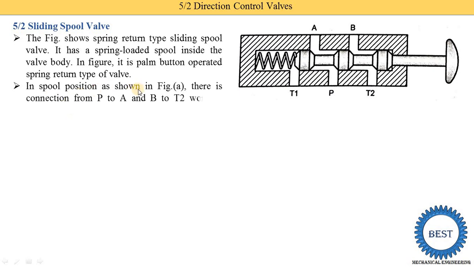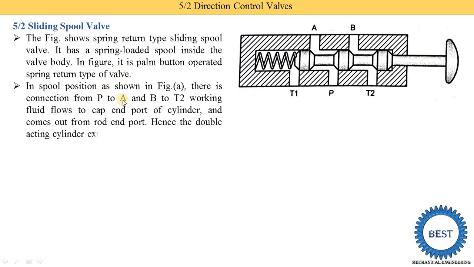In the spool position as shown in figure A, there are connections from P to A and B to T2. So here you see oil coming from the pump in the P port. If it is used for a hydraulic system, then oil is coming, and if it is used for a pneumatic system, then compressed air or gas is coming. Whatever amount of fluid is coming in port P is supplied to the A port, and the B port is connected with the rod end. The fluid coming back in the B port is supplied to the tank port T2.